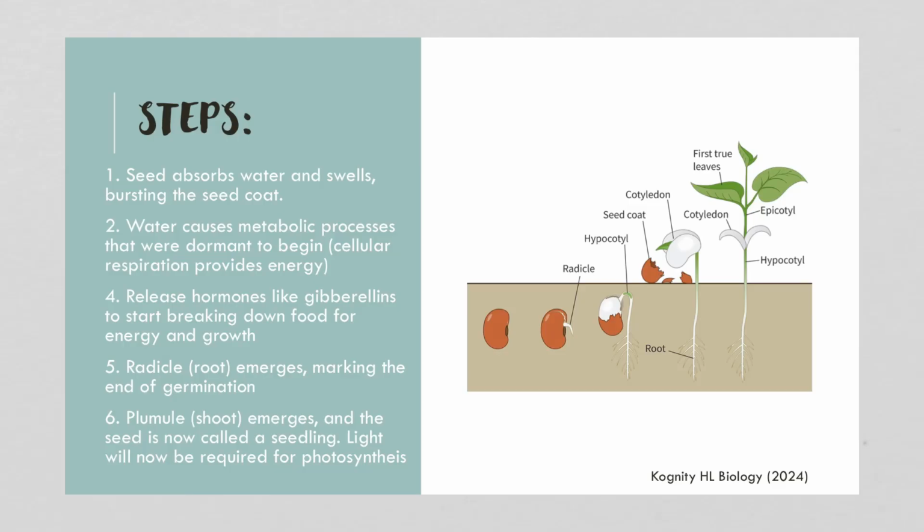And these are the steps of germination. So the first thing that happens is the seed absorbs water and swells, which bursts the seed coat, also called the testa. Water causes metabolic processes that were dormant to start, so cellular respiration provides the energy. Then you end up with hormones like gibberellins being released to start breaking down the food for energy and growth. The radicle emerges first, marking the end of germination, and now the seed has germinated and growth happens. And then the plumule, or the shoot, emerges, and the seed is now called a seedling. And light will be now required for photosynthesis after that point.